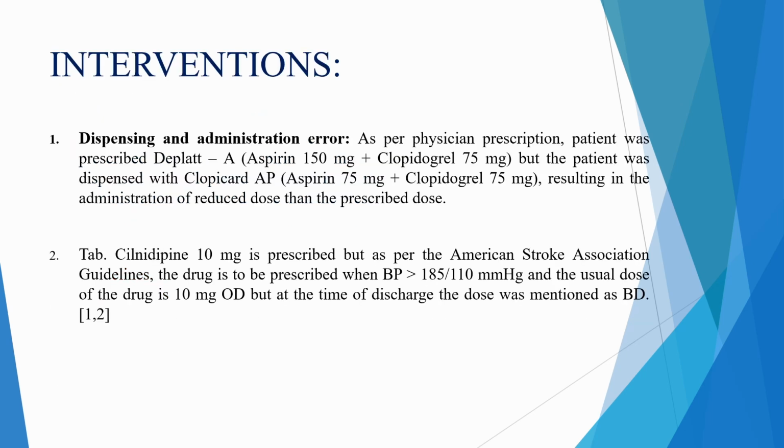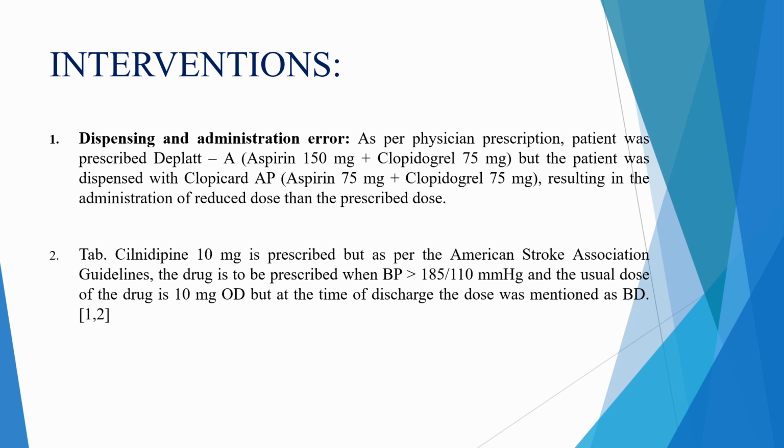Following were the interventions found in this case: dispensing and administration error. As per physician prescription, patient was prescribed Diplat A, aspirin 150 mg plus clopidogrel 75 mg, but the patient was dispensed with Clopicard AP, aspirin 75 mg plus clopidogrel 75 mg, resulting in the administration of a reduced dose than the prescribed dose.